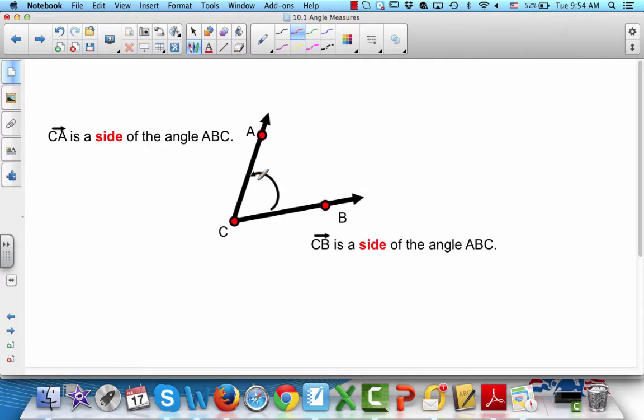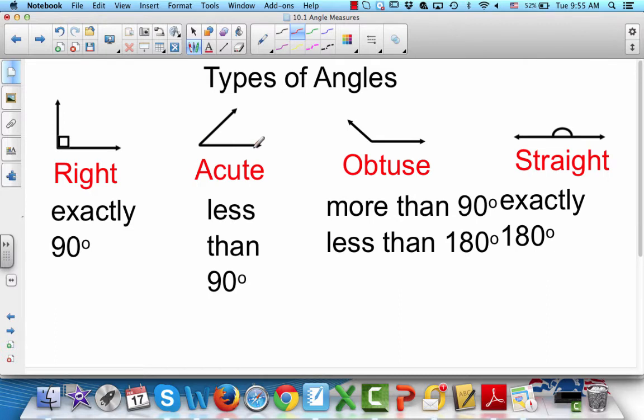Okay, now an angle has a vertex and it has two sides. Ray CA is one side of this angle, and ray CB is the other side of this angle. Okay, there are different types of angles. You're probably familiar with some of these.